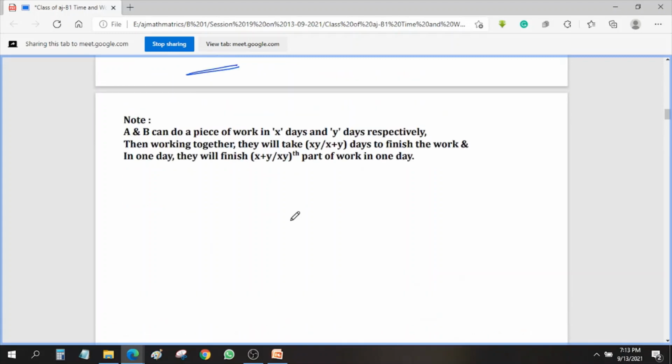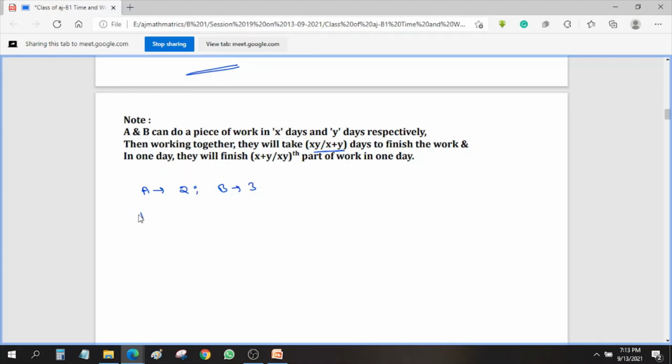If you get 100 time and work questions, definitely you will get 60 to 70 of these kinds of questions, which is: if A and B can do a piece of work in X days and Y days respectively. Now I'll take you to the examples. A can do the work in 2 days and B can do the work in 3 days. Then working together, they will take how many days? By looking, this is very complex to understand, so I'll give you the easiest way of doing it.